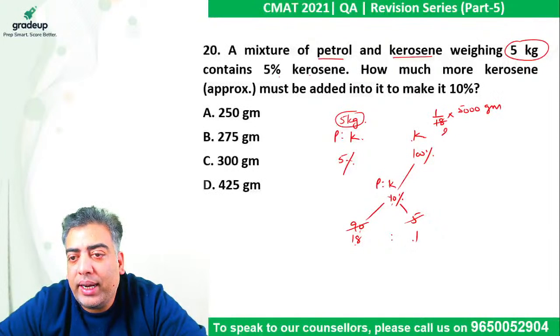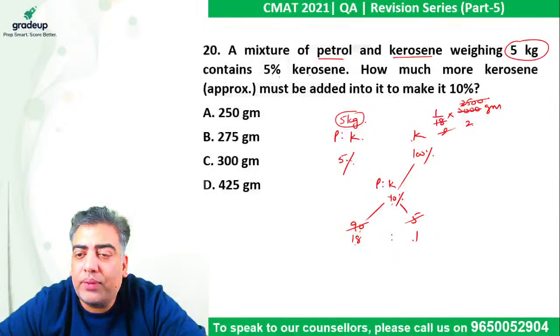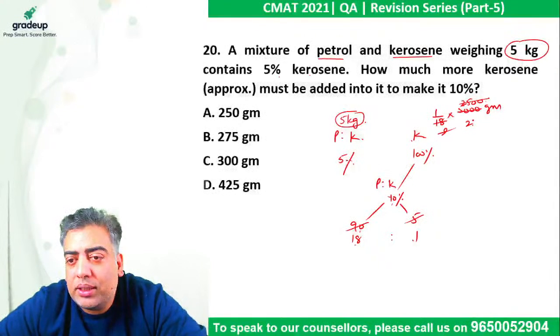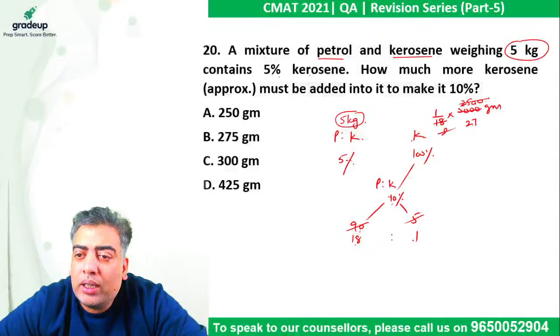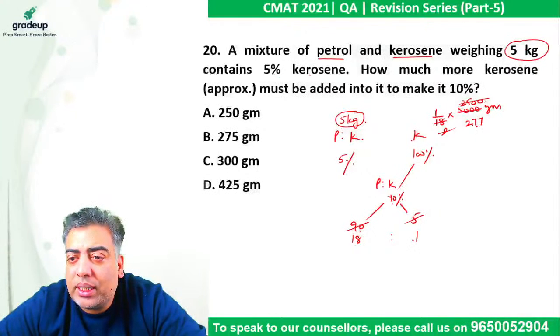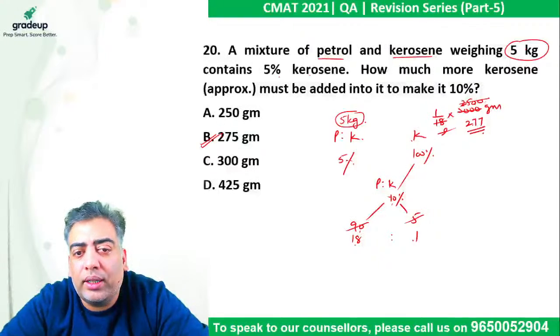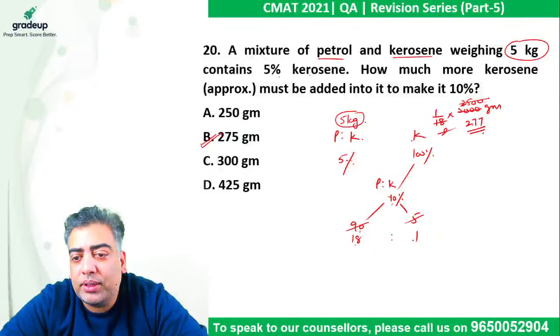So 2 nines are 18. 5000, 5 cut off, so 9 will cut off, 9 2s are 18, left over is 70, then 9 7s are 63, left over is 70, again 7s are 63, so approximately the answer comes out to be 275 grams.